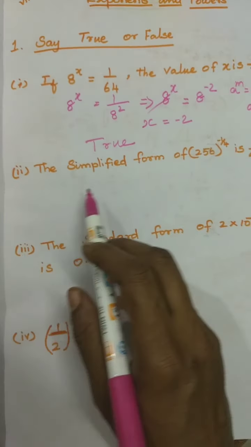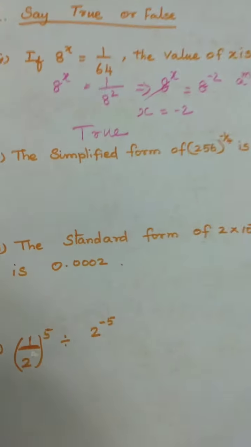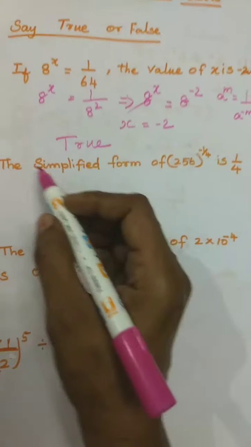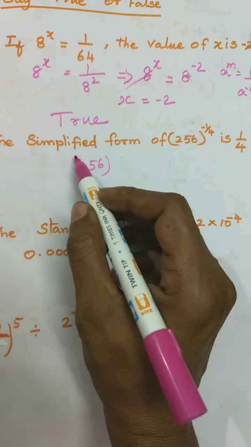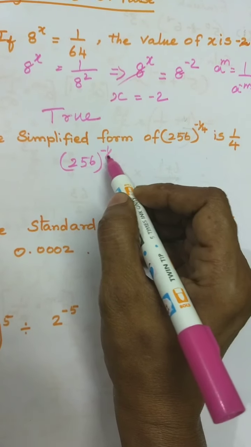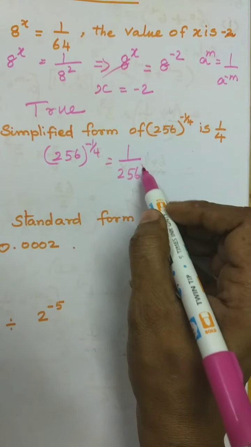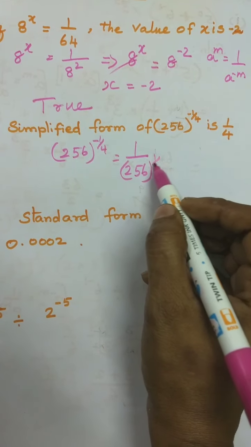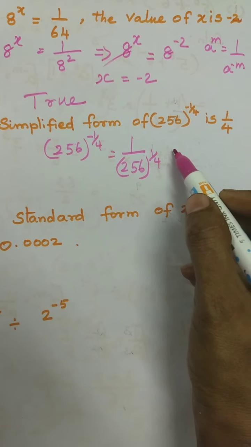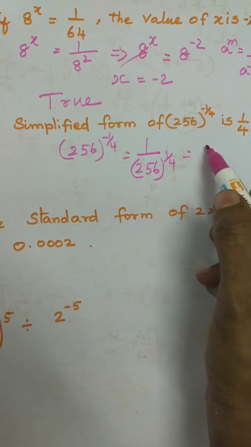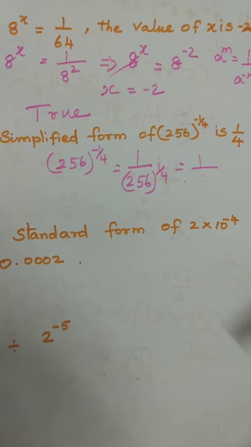The next one. The simplified form of 256 the whole power minus 1 by 4 is 1 by 4. Is it true or false? You have to see. 256 the whole power minus 1 by 4. We can write this as 1 by 256 the whole power 1 by 4. Minus 1 by 4 will come as plus 1 by 4. Isn't it?